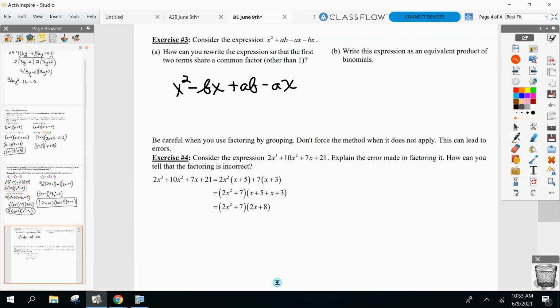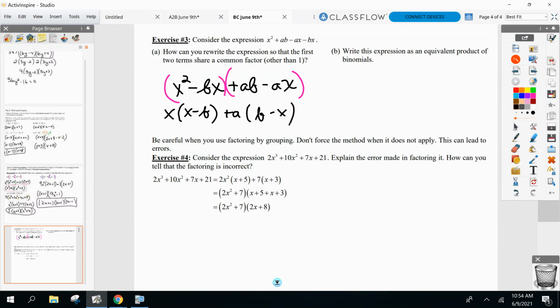I think that's going to work here, right? Let's take a look. I'll group the first two and the last two. This is not the only reordering you could have had, by the way. All right, so let's see here. I can take out an x in the first one and be left with x minus b. And I can take out an a. Ooh, no, I can't. Did everyone see that? Watch, ready? I take out an a, I'm going to be left with b minus x. That's not the same.